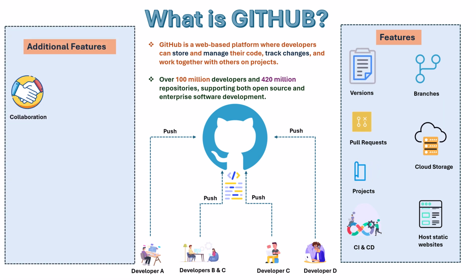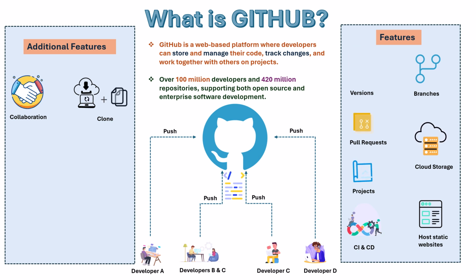The first one is collaboration. Repos make teamwork easy. You can tag people, leave comments, and share workspaces. Everyone stays on the same page, no matter where they are. The other feature is clone. Clone lets you copy a repo to your computer. You get all the code and history, so you can play around without touching the original.